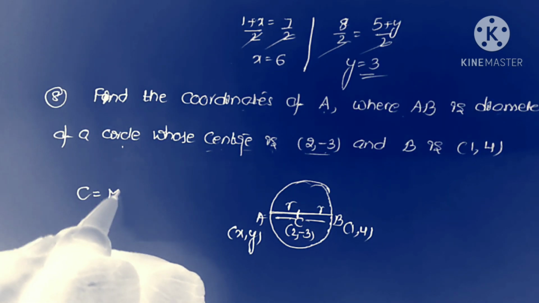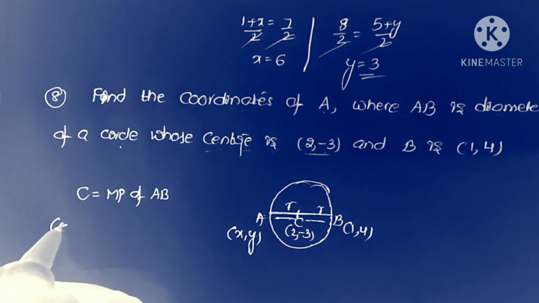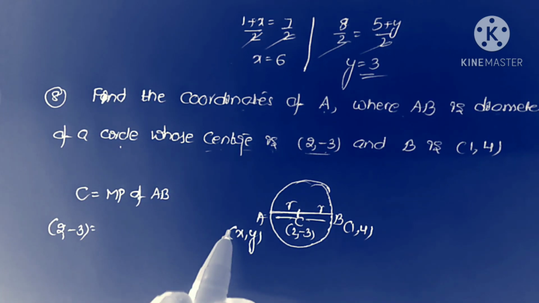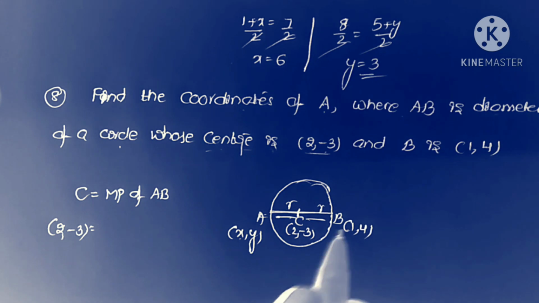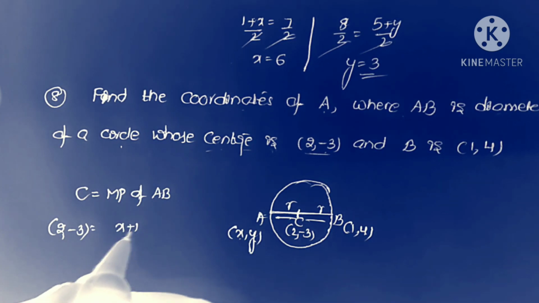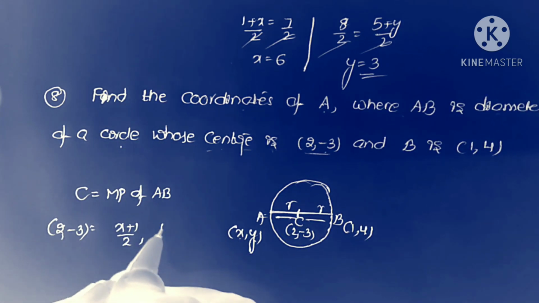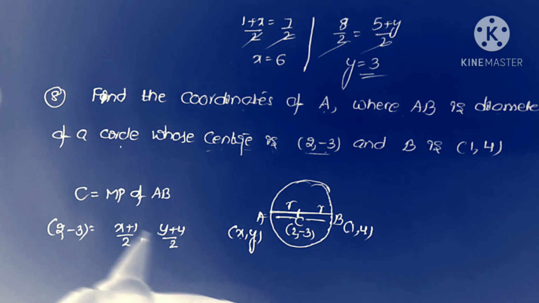C is equal to the midpoint of AB. This is the formula. What is the C value? 2 comma minus 3. What is the midpoint of AB? (x plus 1)/2, (y plus 4)/2, that is (x1 plus x2)/2, (y1 plus y2)/2.